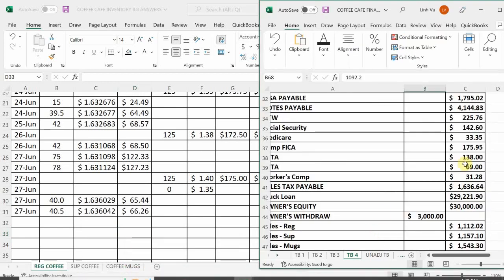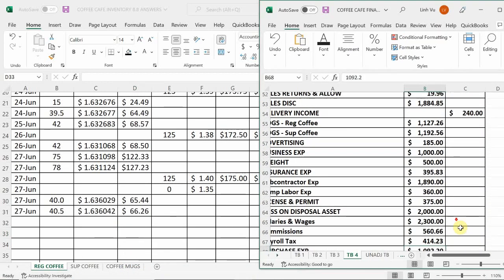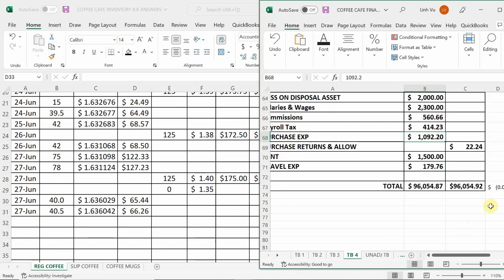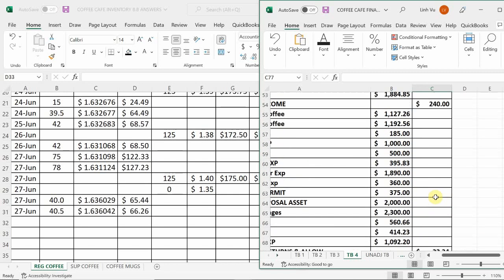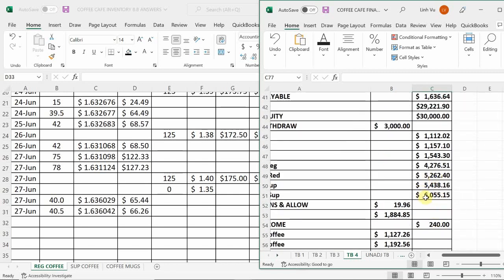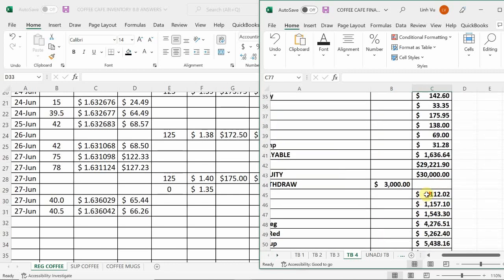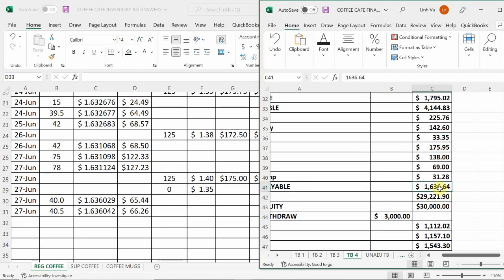Right, welcome back. So here we have a difference of 5 cents. After long research and finally figuring it out, my mistake was right here under sales tax payable.